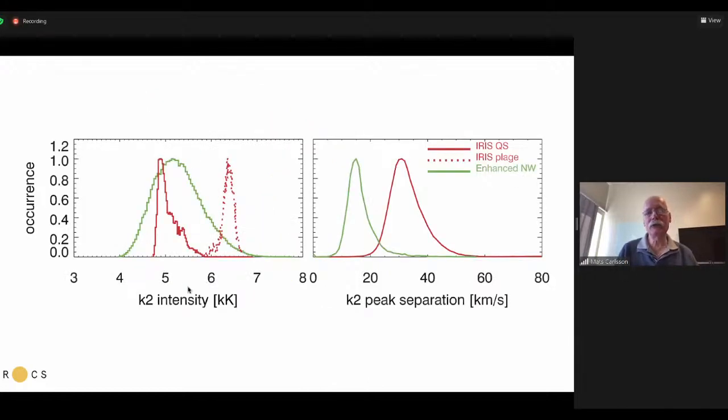And again, the K2 intensity in a histogram. So this is now the enhanced network. So we have some really bright and we have some really dark features. So the range is larger than in these quiet sun observations in IRIS and the plage observation. And the main difficulty here is that the K2 peak separation is a factor of 2 smaller than in the observations.